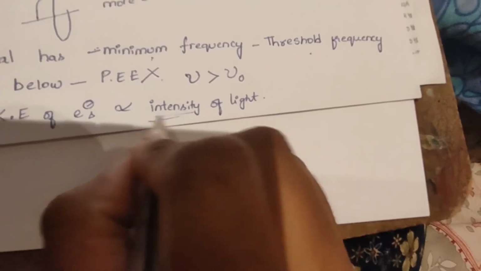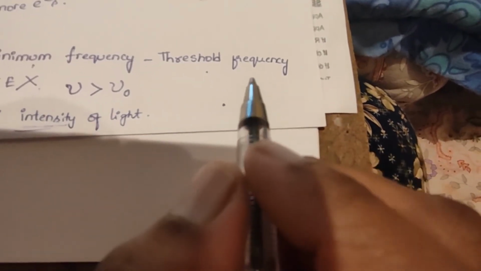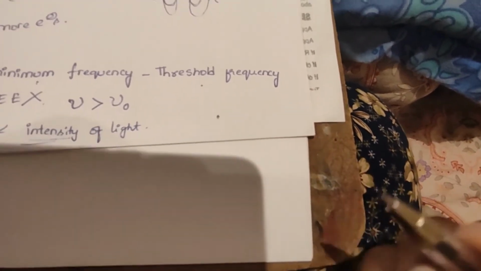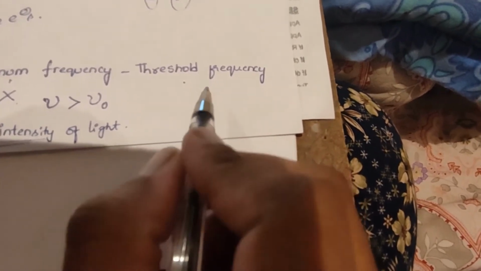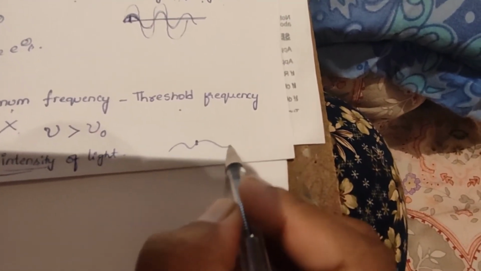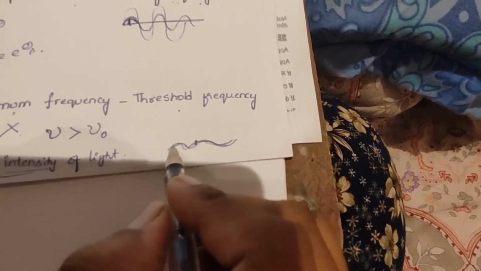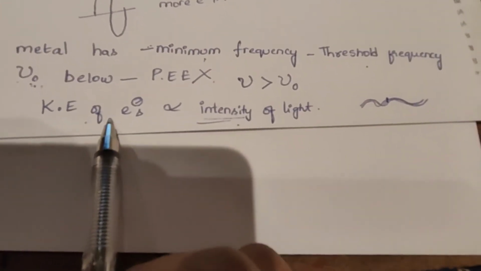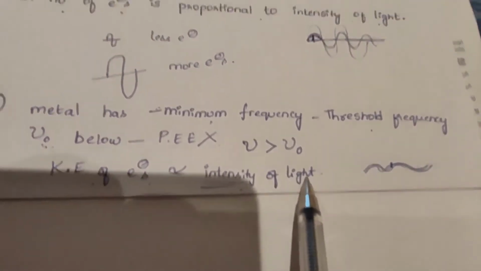What is meant by intensity at a particular point of time? Let's say in 1 second, at a certain point. Let us consider this one as a point. In 1 second, how many waves travel through this point is considered as intensity. So the kinetic energy of electrons is proportional to the intensity of light.